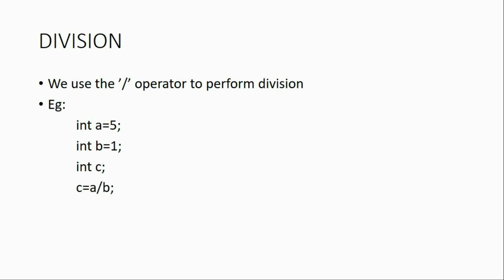Next we come to the division operator. We use the right slash. Notice the difference is that when we use the slash n character for the cout, we use a left slash, whereas this one is the right slash to perform division. So same example again, a is equal to 5, b is equal to 1, and c is equal to a slash b. That's going to give 5 slash 1 into c.